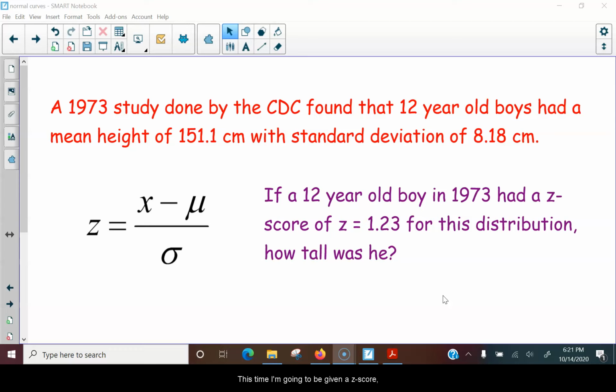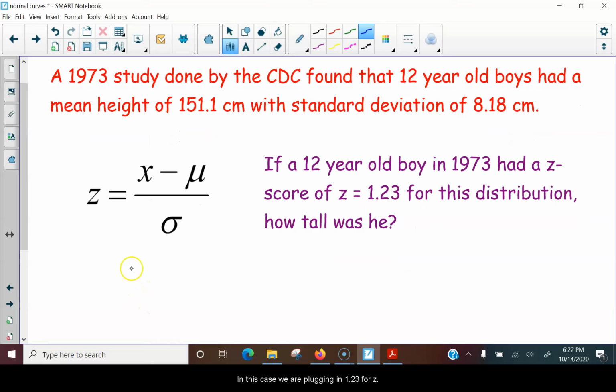This time, I'm going to be given a z-score, and I want to solve for the height, which is the data value on the original normal curve. So in this case, we are undoing the standardization. If a 12-year-old boy in 1973 had a z-score of z equals 1.23 for this distribution, how tall was he?